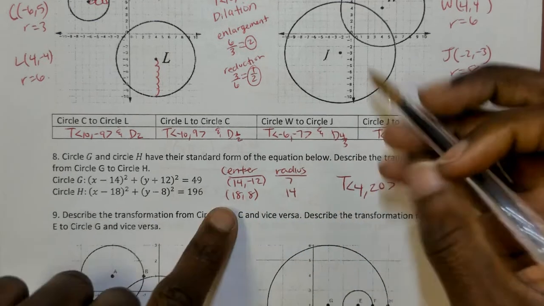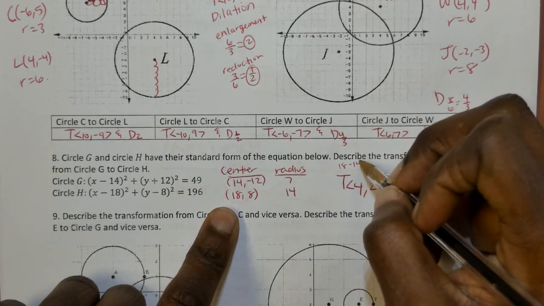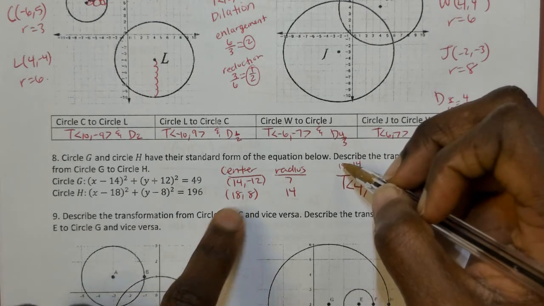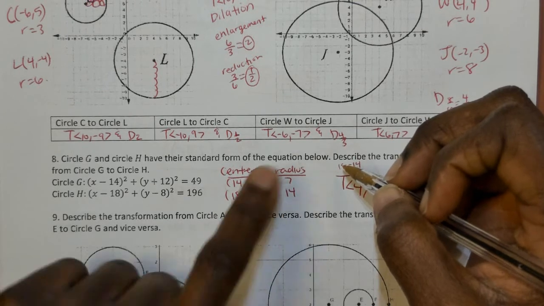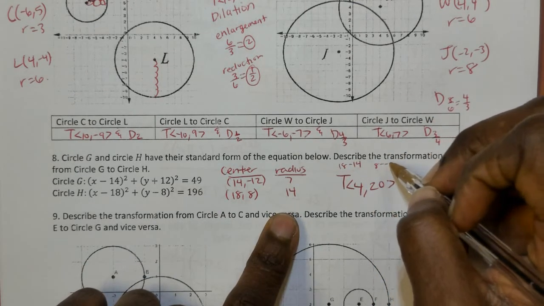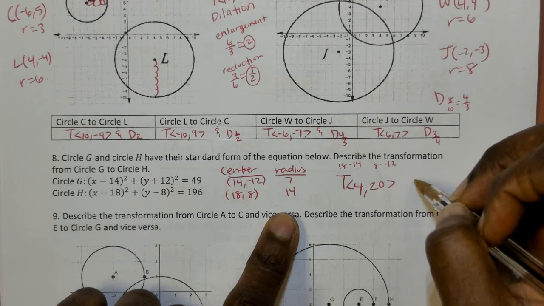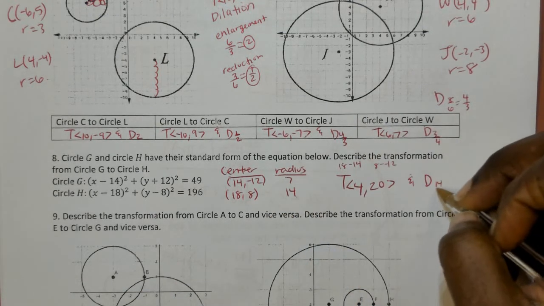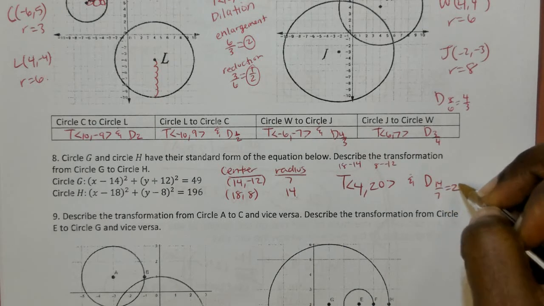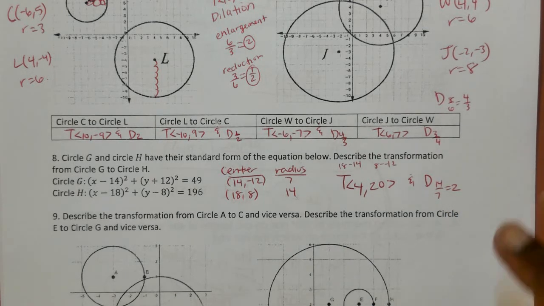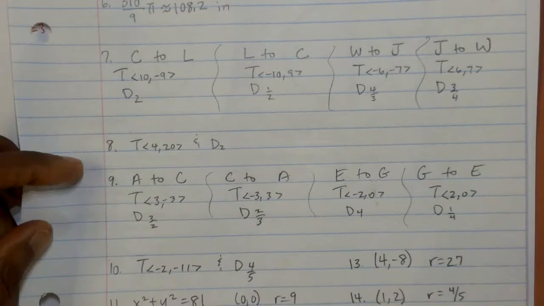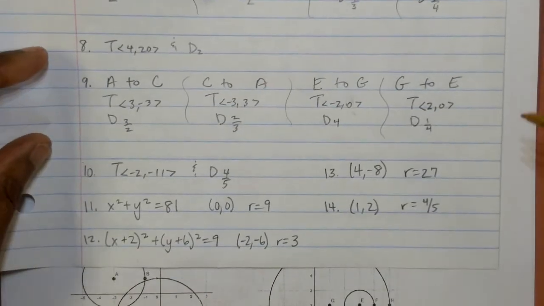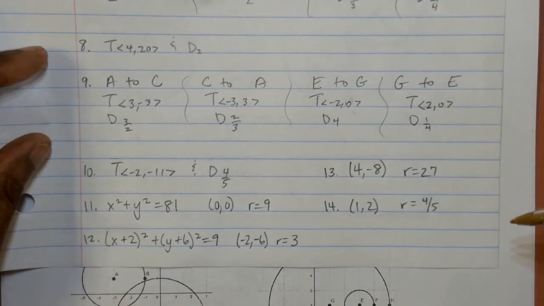Okay, if you weren't sure how to do that mentally, you could do 18 minus 14. So it's x2 minus x1 and y2 minus y1. 8 minus -12. Okay, and the dilation would be 7 to 14, which is getting bigger, so we put the bigger number on top. So it's a dilation of 2. Okay, so that's 7 and 8. 9 and 10, you can try on your own, and I'll flash these answers up for 9 and 10.